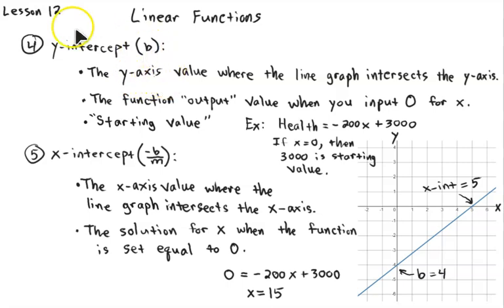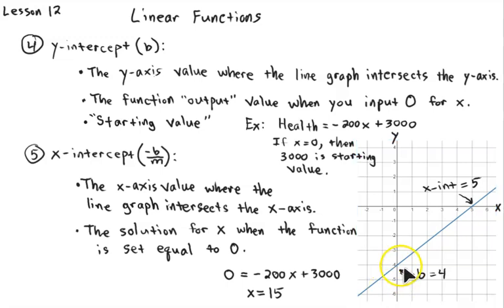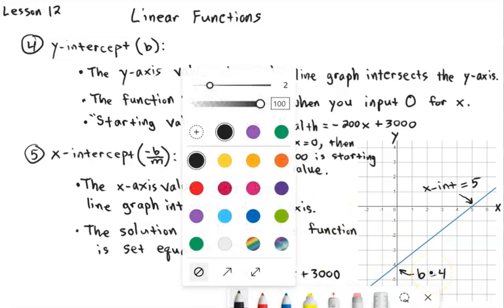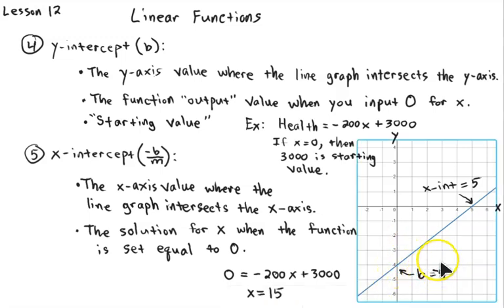The y-intercept is basically just the y-axis value where the line graph intersects the y-axis. So here's the y-axis, and here's a line graph, and where the line graph intersects the y-axis right here, that's the y-intercept, which is negative 4. Oops, I didn't put a negative on there. Negative 4. So b is equal to negative 4.